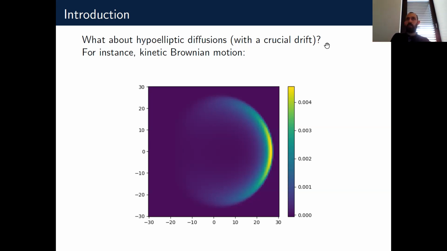What can I say about hypoelliptic diffusions? Oh, sorry, the light went down. Yeah, that's basically the idea.